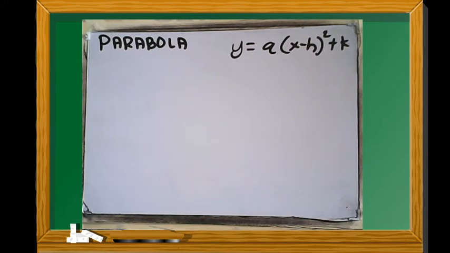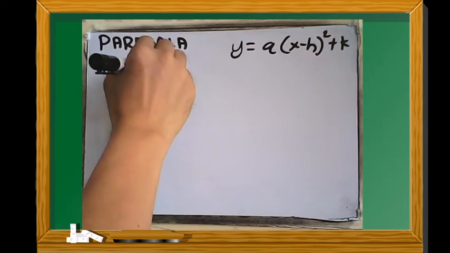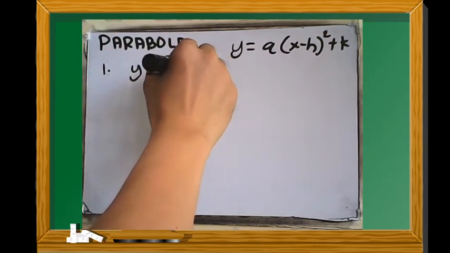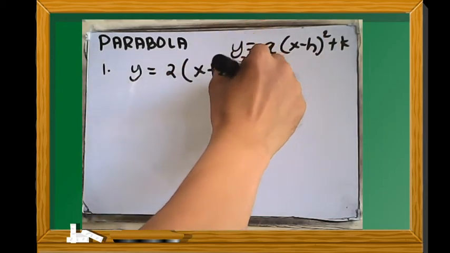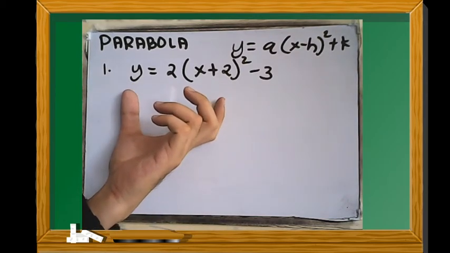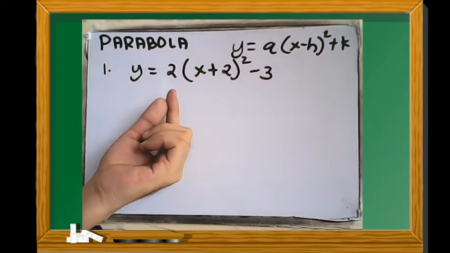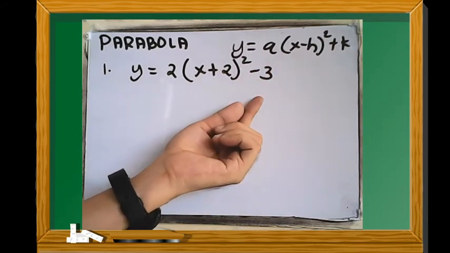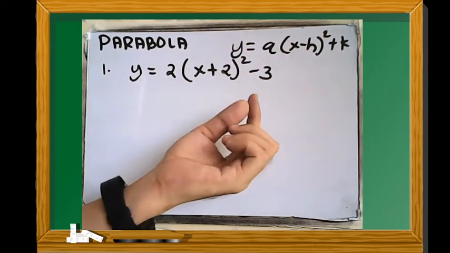Example number 1. If the given equation is y is equal to 2, quantity x plus 2 squared minus 3, you will notice that this equation is already in standard form, where 2 is the value of a, and 2 is the value of h, and negative 3 is the value of k. So we can easily identify h and k.